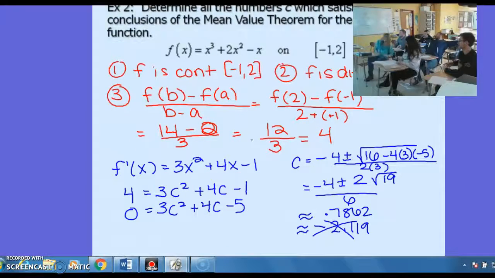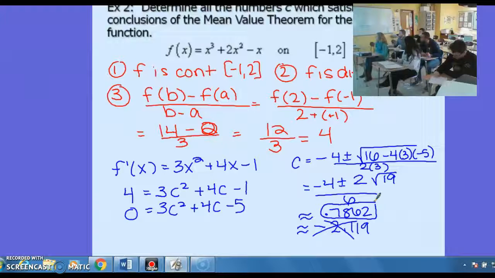It's because it's not in between negative 1 and 2. Good. So the only value of c that works, that will make the slope of the tangent equal the slope of the secant, is negative 4 plus 2 square roots of 19 all over 6.